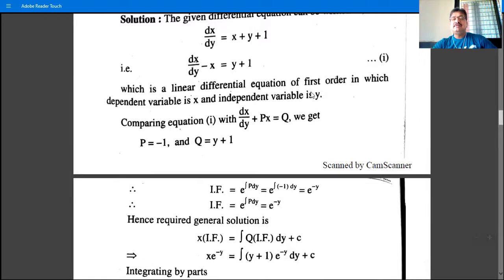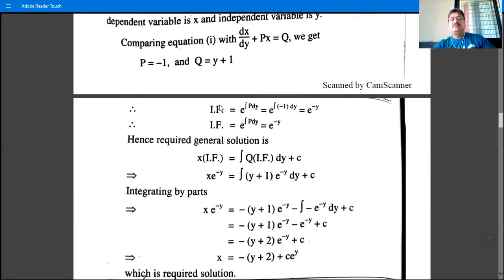plus 1, and this is a linear differential equation of the form dx by dy plus P(y) x is equal to Q(y). What is P(y)? P(y) is minus 1 and Q(y) is y plus 1. Integrating factor is e raised to integration P dy. That is e raised to integration of minus 1 dy. That is e raised to minus y. Integration of minus 1 is minus y with respect to y.